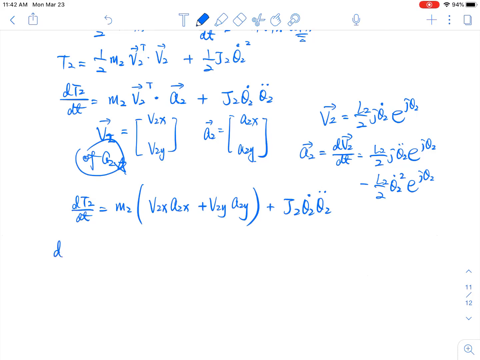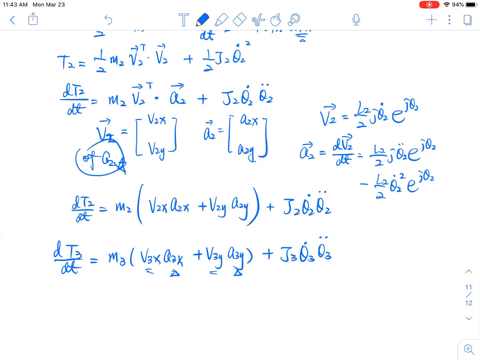You can apply the same method to find your dT3/dt, right? So you can actually copy and paste. It's just m3 v3x a3x plus v3y a3y plus J3 theta 3 dot theta 3 double dot. And then you can use the same method to find a3x and a3y. It's just one more time derivative of your v3 vector, and then you find the real part and imaginary part correspondingly.